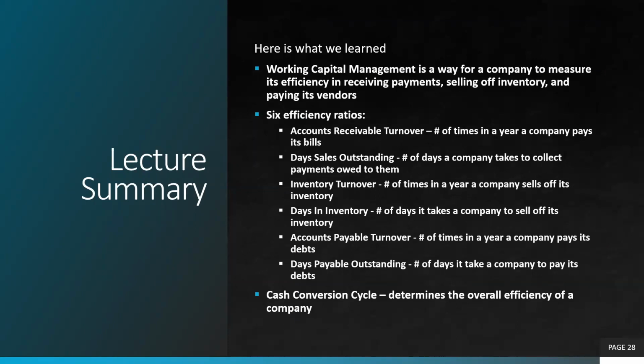So here's what we've learned in this lecture, that working capital management is a way for a company to measure its efficiency in receiving payments, selling off its inventory, and paying its vendors. We've just gone through 6 efficiency ratios, and with those 6 efficiency ratios, we've arrived at a cash conversion cycle, which determines the overall efficiency of a company with its working capital management.